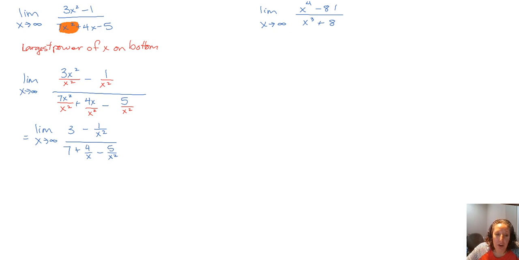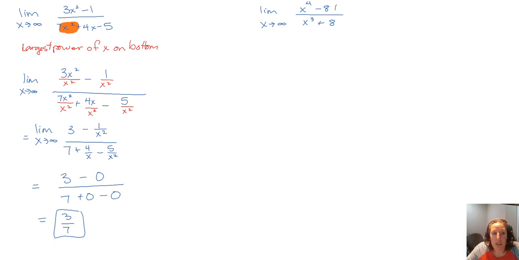Because as x gets bigger and bigger and bigger, 1 divided by x squared is going to get smaller and smaller and smaller. 4 divided by x is going to get smaller and smaller and smaller. 5 divided by x squared is going to get smaller and smaller and smaller. So when we take that limit as x approaches infinity, each of those that have fractions left are going to get smaller and smaller to 0. And so that simplifies to 3 over 7.